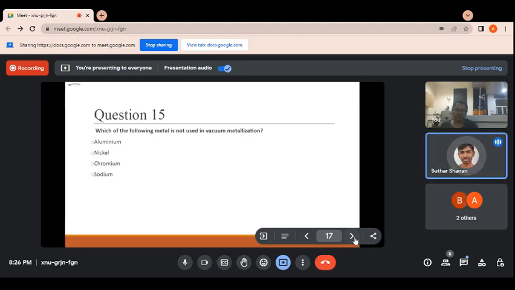Why don't we use chromium? I think you have heard about the deposition technique where we prepare the contact pad using chromium and gold. We use chromium to increase the adhesion of the gold. So for the metallization process we use chromium and also gold. Okay, ma'am. I think it's sodium. Yes, the right answer is sodium.